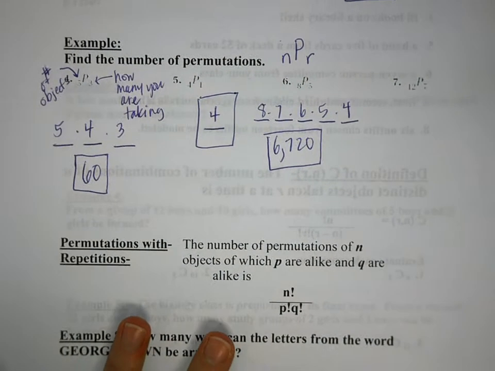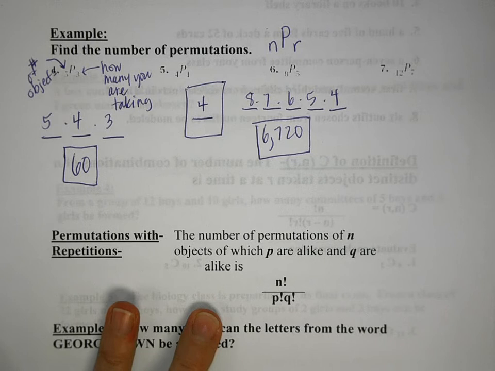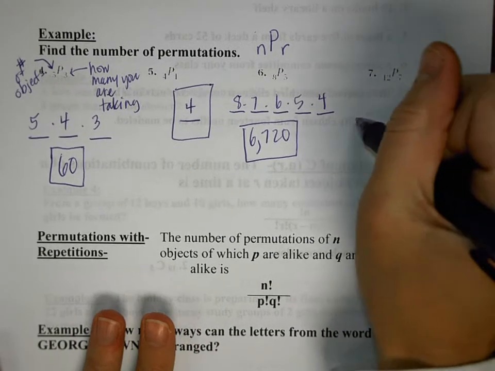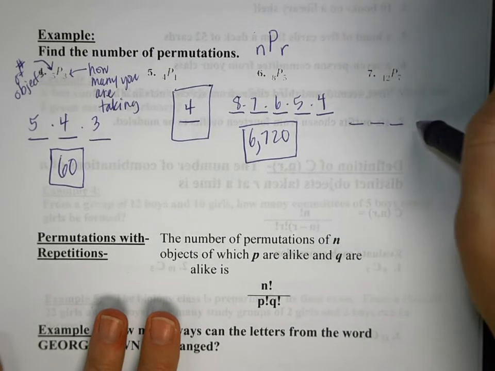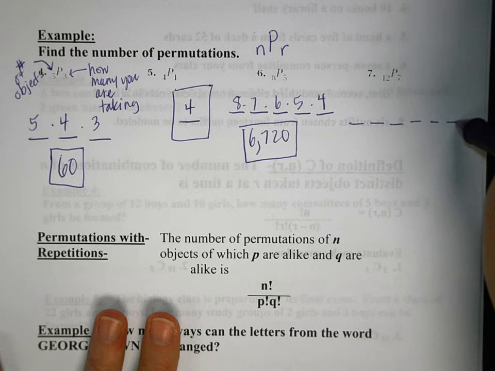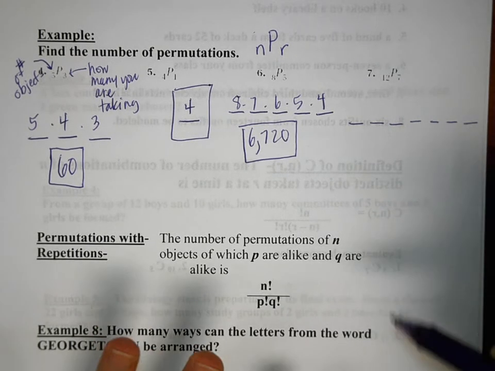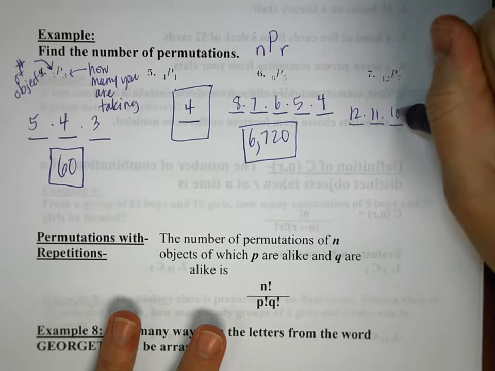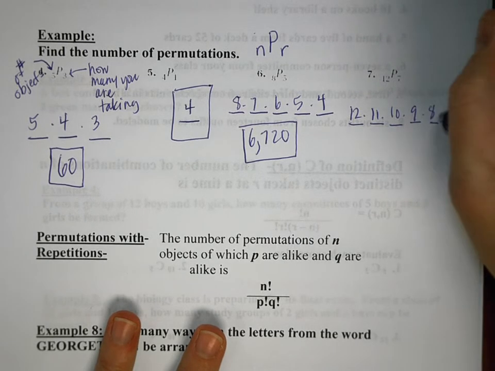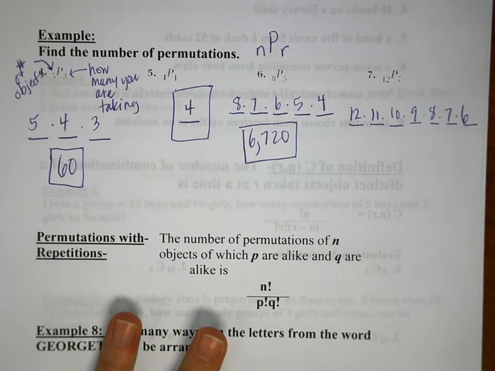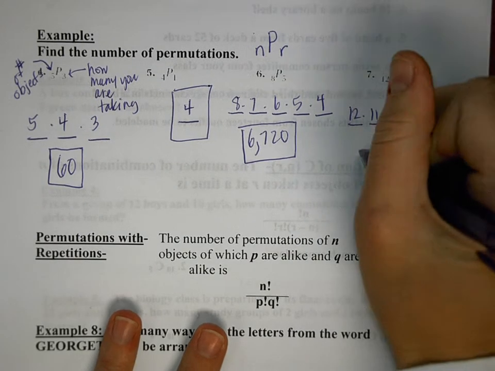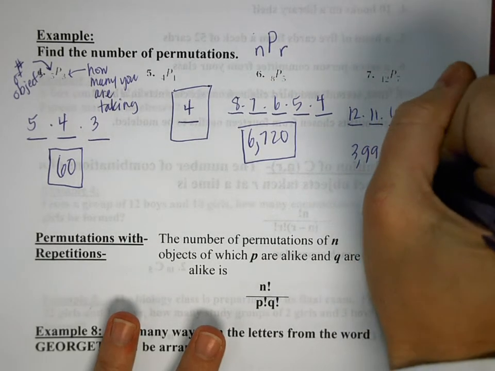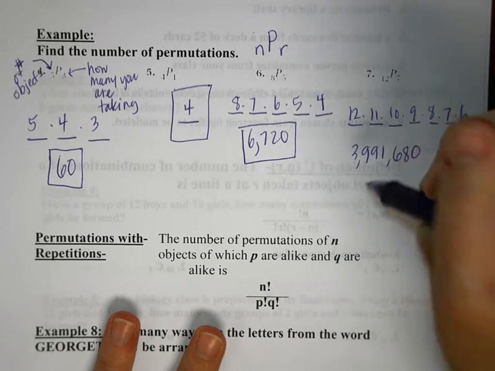And example 7, how many blanks will I have? 7. Very good. And my first number will start at 12. And what's our answer when we multiply it? Good job.